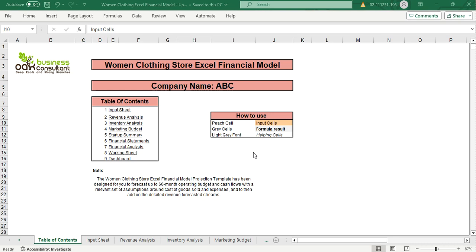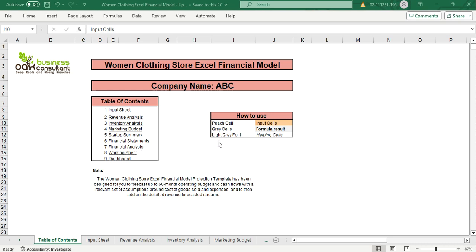Today we are up with another financial model video, which is the women's clothing store Excel financial model. This financial model will contain 9 sheets: input sheet, revenue analysis, inventory analysis, marketing budget, startup summary, financial statements, financial analysis, working sheet, and the dashboard sheet.